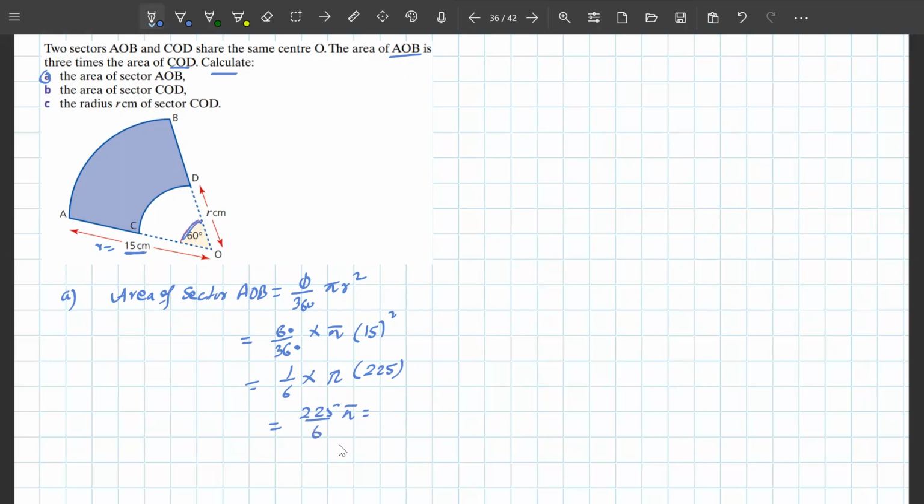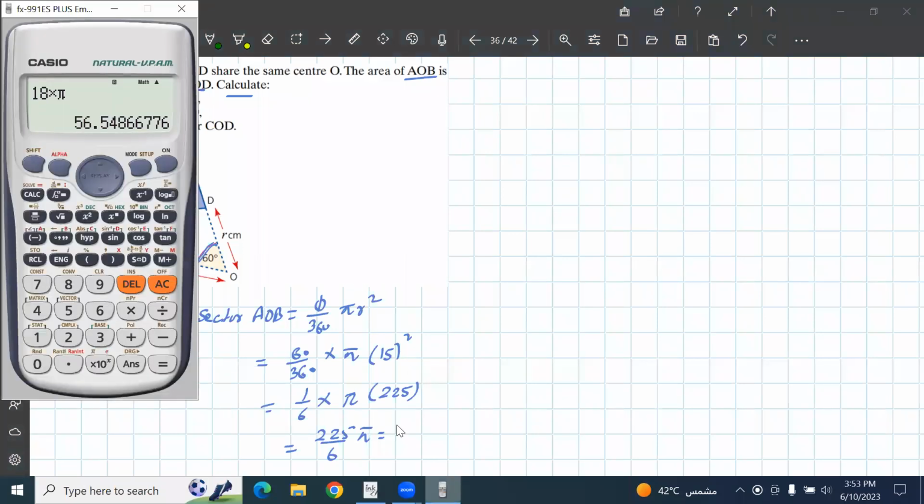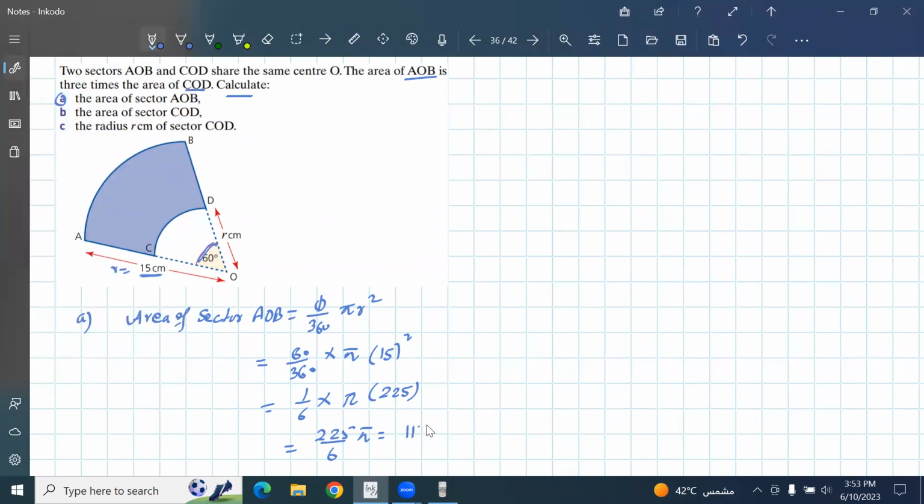Here we have to find the answer not in exact form. So if I check in the calculator, 225 divided by 6 multiplied by shift pi gives me 117.8. For three significant figures it is 118, and we can say that it is in centimeter squared.